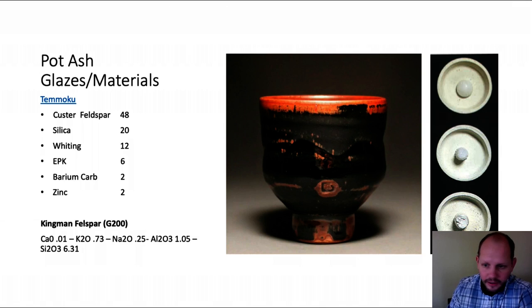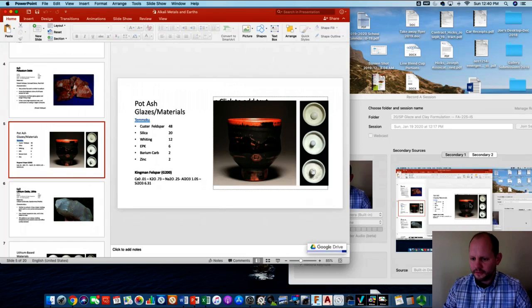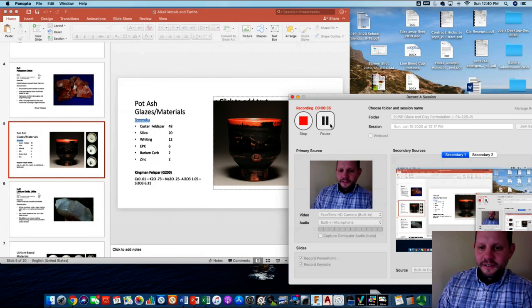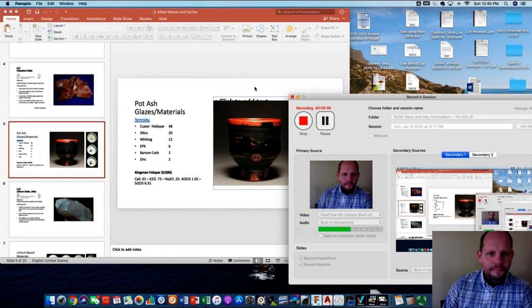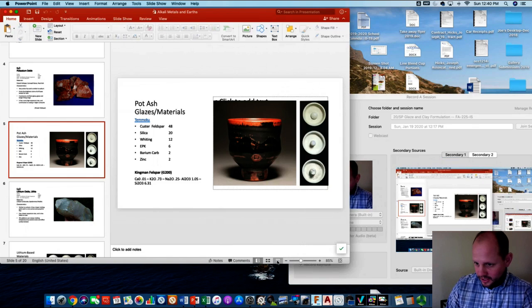fluxing ingredient. You can see over here, I believe this is cone 06, this is cone 6, and then this is cone 10. And you can see how these melt. Hold on a second. Let me see if I... Okay, sorry about that. Let's get back into this screen here.